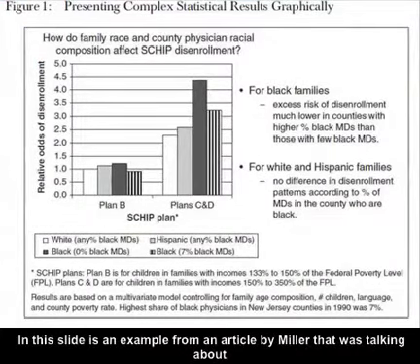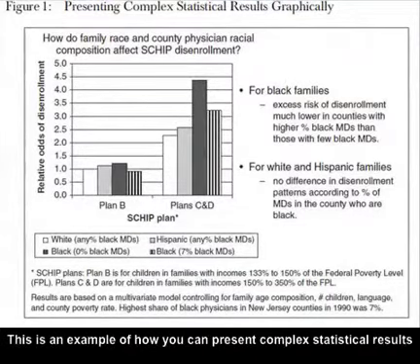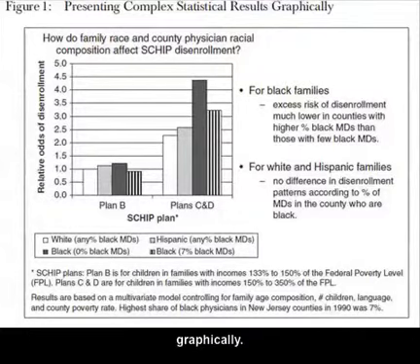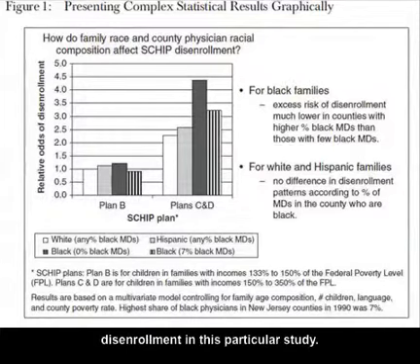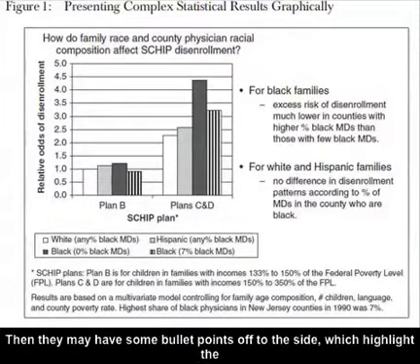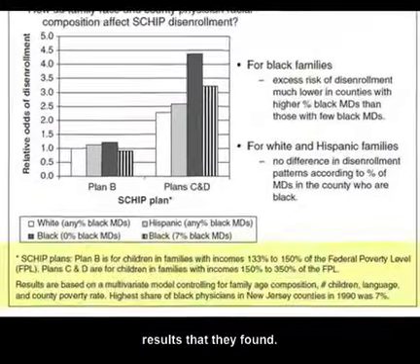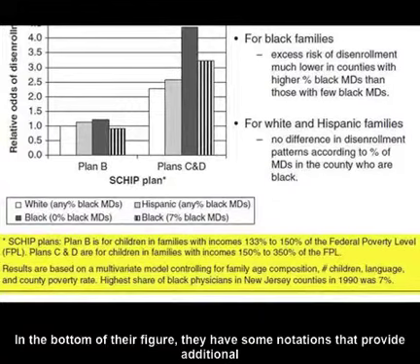In this slide is an example from an article by Miller that was talking about how to develop a poster. And this is an example of how you can present complex statistical results graphically. What this figure demonstrates is information on the relative odds of disenrollment in this particular study, and then they have some bullet points off to the side which highlight the results that they found. And in the bottom of their figure they have some notations that provide additional information.